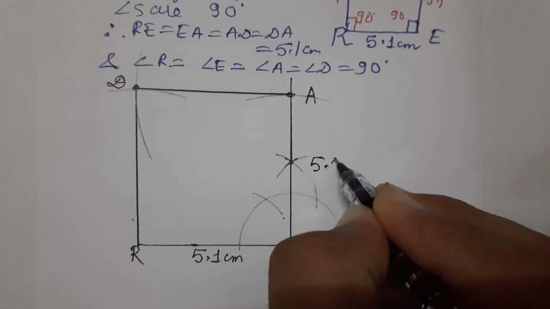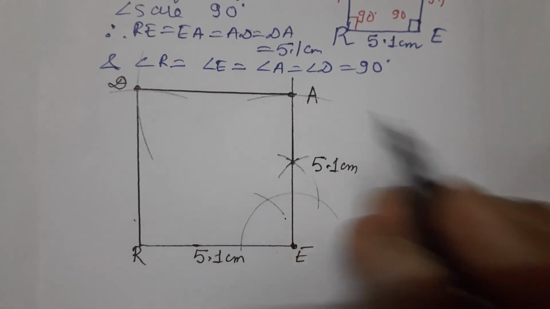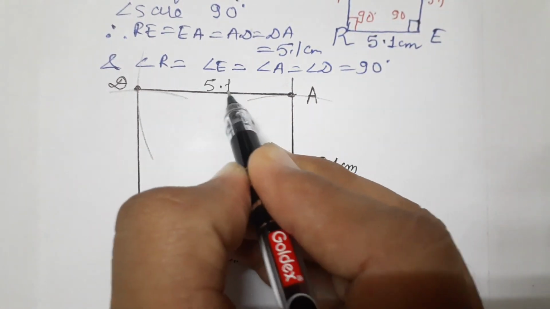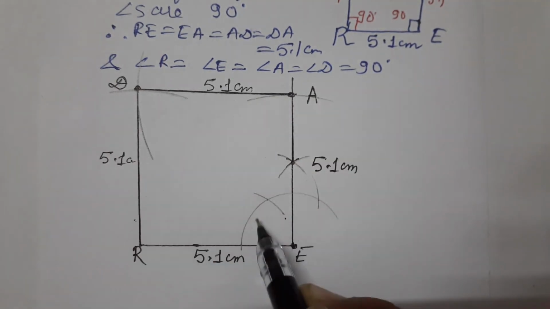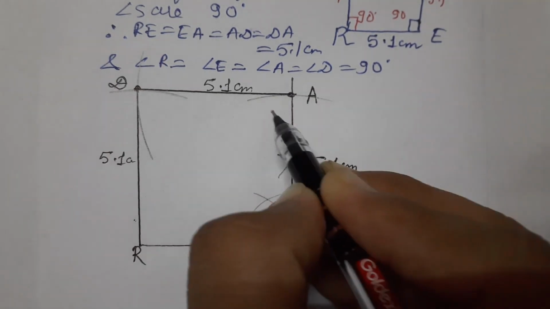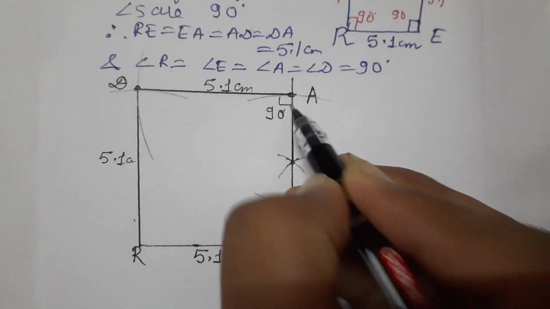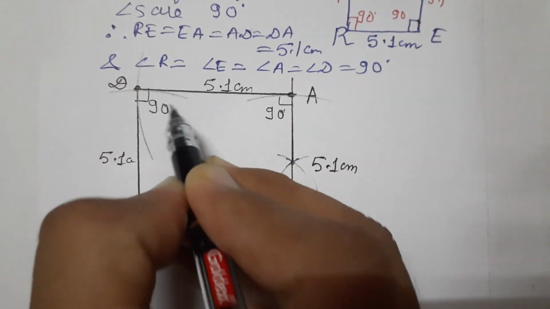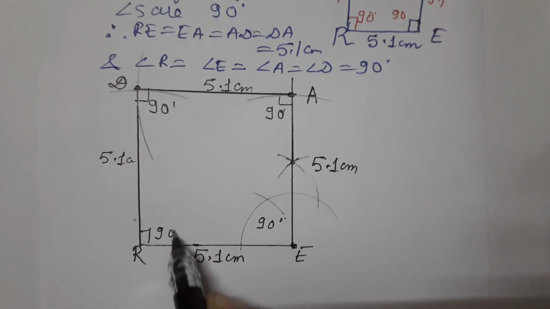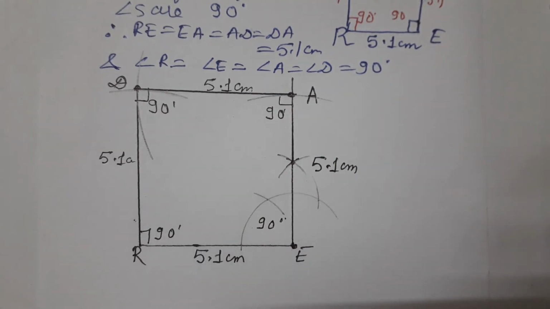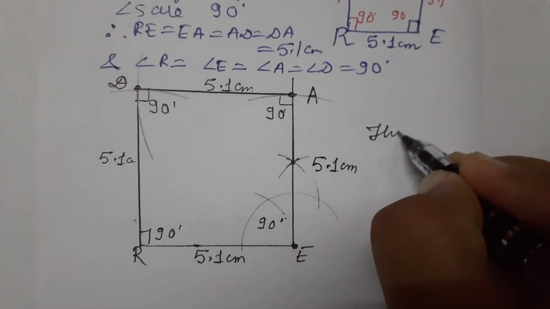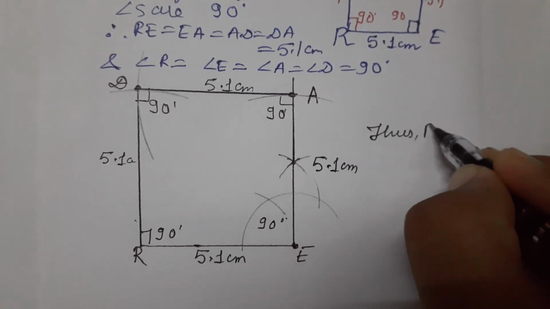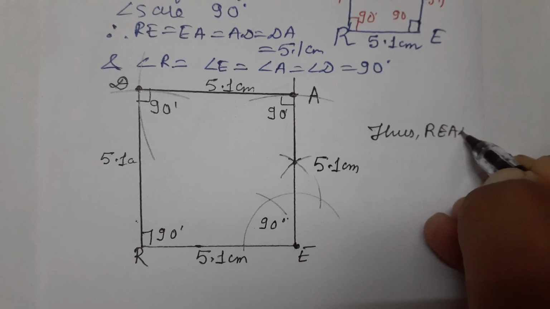Label it 5.1. All sides are equal. This is 5.1, this is 5.1, this is 5.1. And all angles are 90 degrees. This is 90 degrees, this is 90 degrees, and this is 90 degrees. So thus our square is completed. Right? Thus READ is the required square.